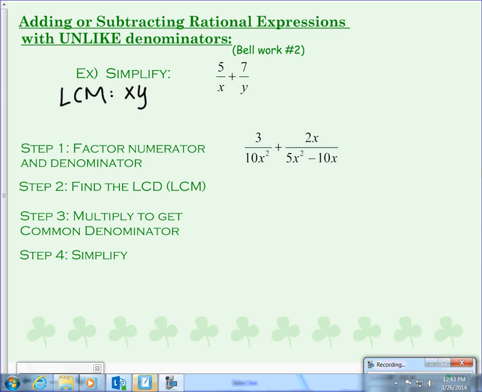All right, so if you're trying to make them have the same denominator, you have to multiply the numerator by what's missing down here. So x is missing a y from the least common multiple. So I have to multiply a y on top and a y on the bottom. This is just like what you did in the bell work. Over here, 7 over y, what is that missing? An x.